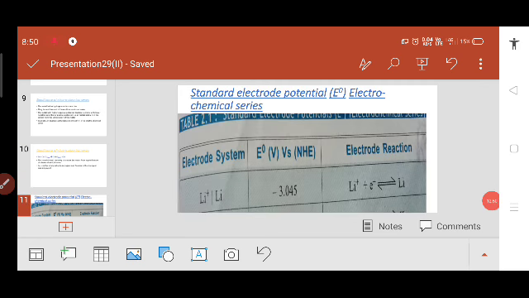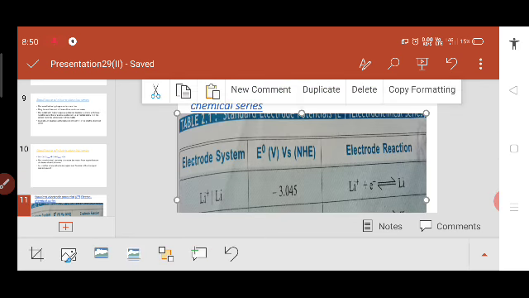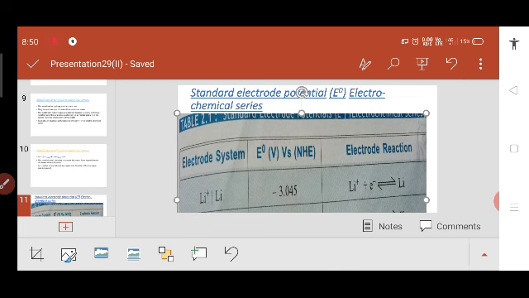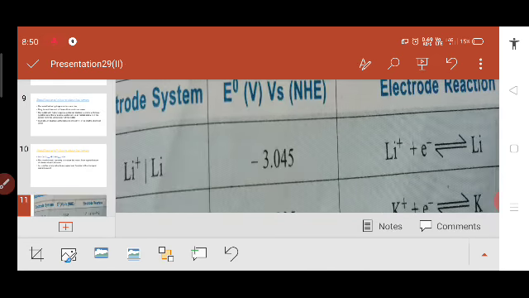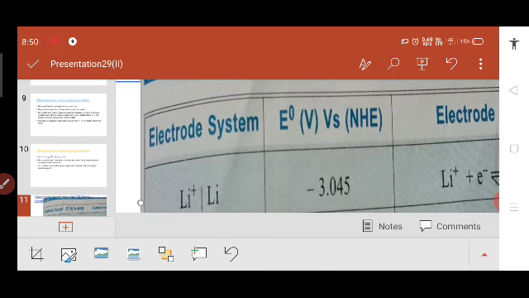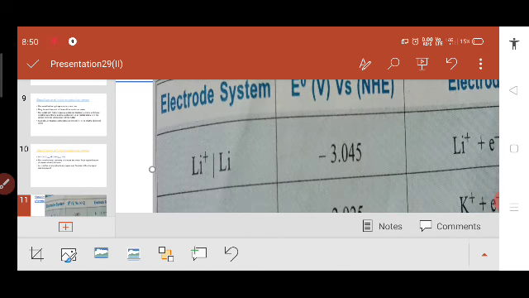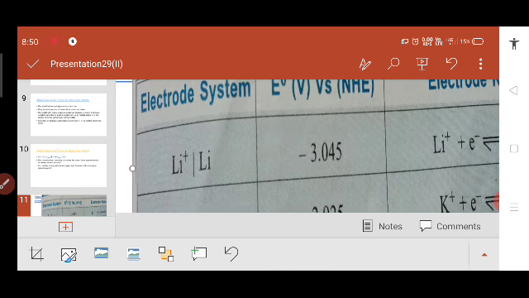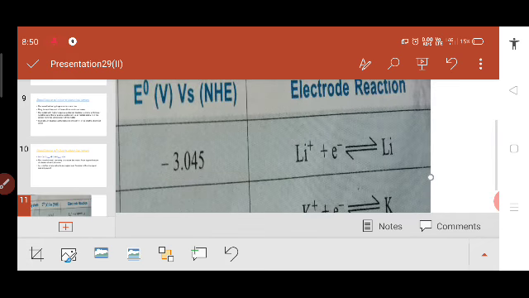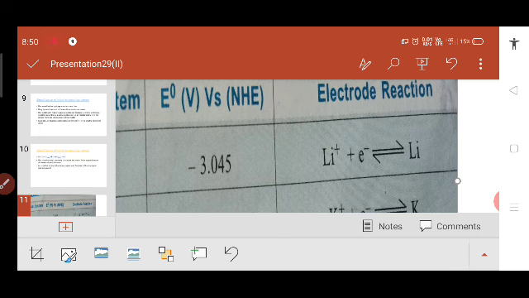Now we have to observe the standard electrodes and their standard electrode potentials. Take lithium, minus 3.045, the topmost one. Its electrode is represented as Li+ oblique Li, and its electrode reaction is Li+ plus 1 electron gives Li.